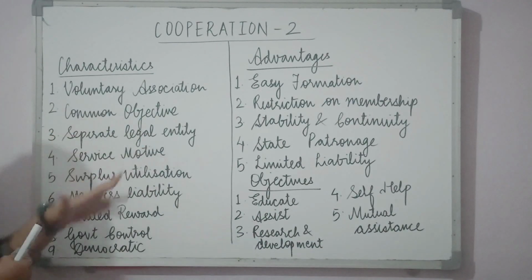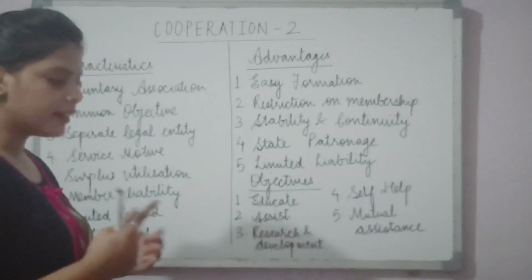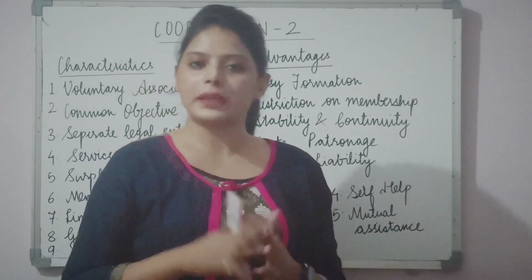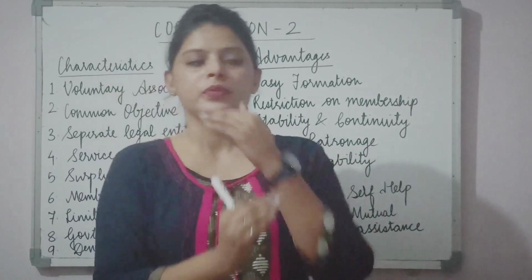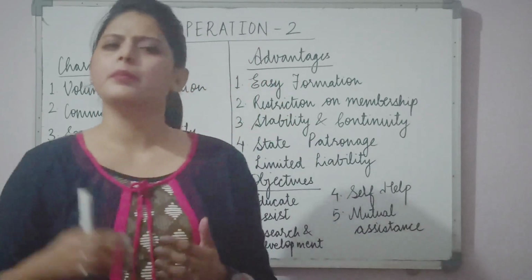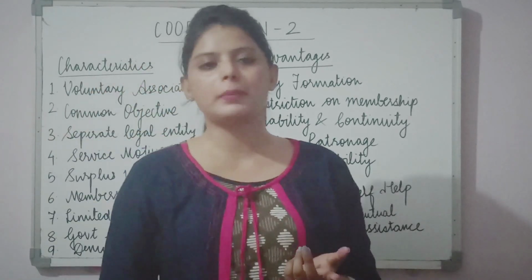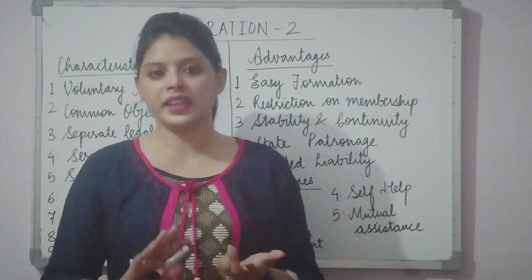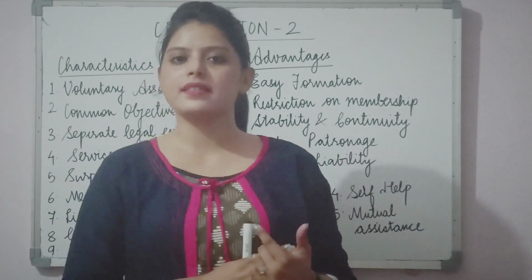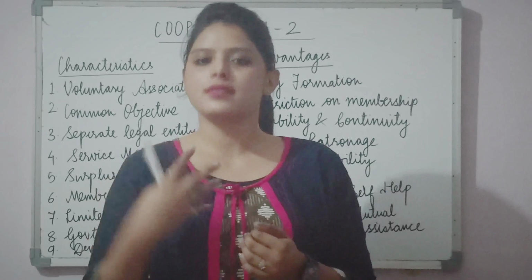Secondly, the common objective. The basic characteristic is that the persons who are forming that association have a common objective. उनका एक common goal होता है जिसको उनको achieve करना होता है. Mostly it is not on the basis of monetary gains. Purpose monetary gain नहीं होता है. Mostly the purpose is mutual help or service motive.